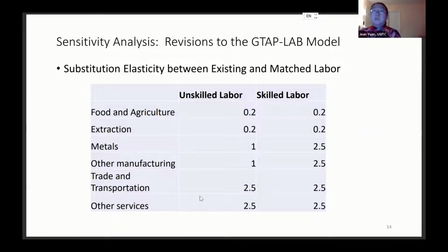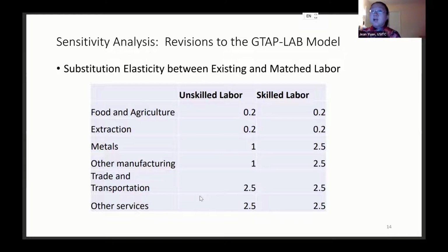Now I will be talking about the sensitivity analysis, the tweak we did to this model to see how results change. I've explained the substitution elasticity between the existing and the matched labor. It is 2.5 for all the 6 sectors for both unskilled and skilled labor in the earlier version that I've talked about. But for certain sectors, that elasticity could be smaller because it is more difficult for the matched labor to substitute for the existing labor.